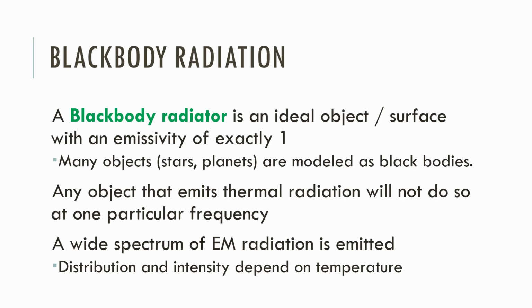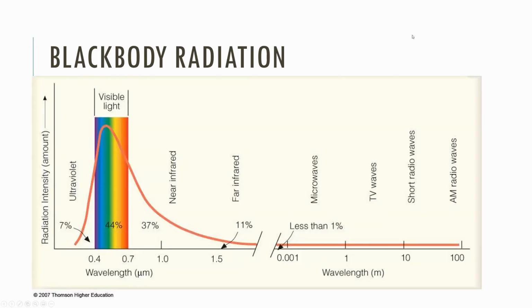But the idea is there's a spectrum. It's not just one frequency, it's not just one color. The sun is not just green. The sun is giving off all of the colors of the rainbow, plus a whole lot of other stuff. Again, ultraviolet, infrared, etc. So the spectrum, we call it, of radiation that comes off depends on temperature.